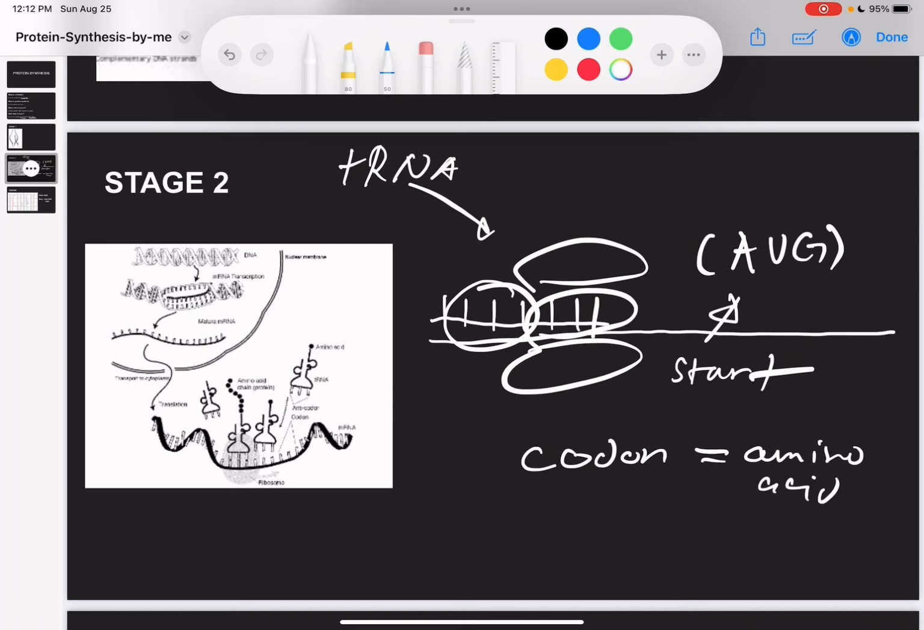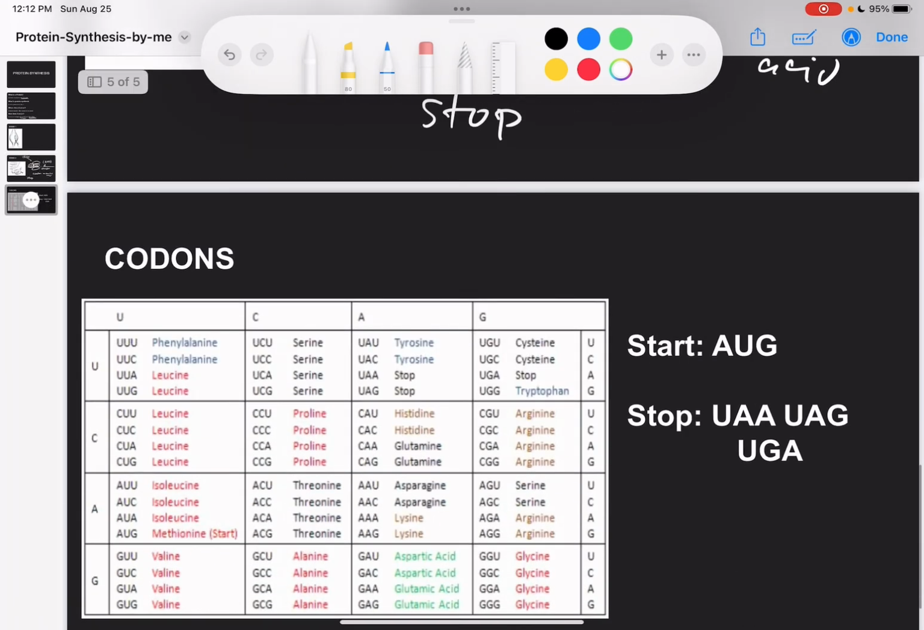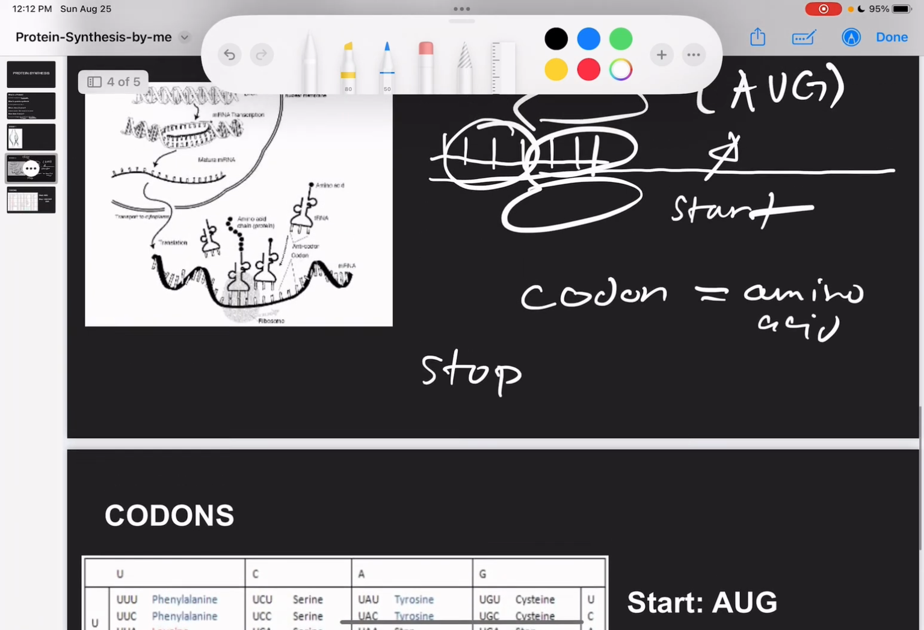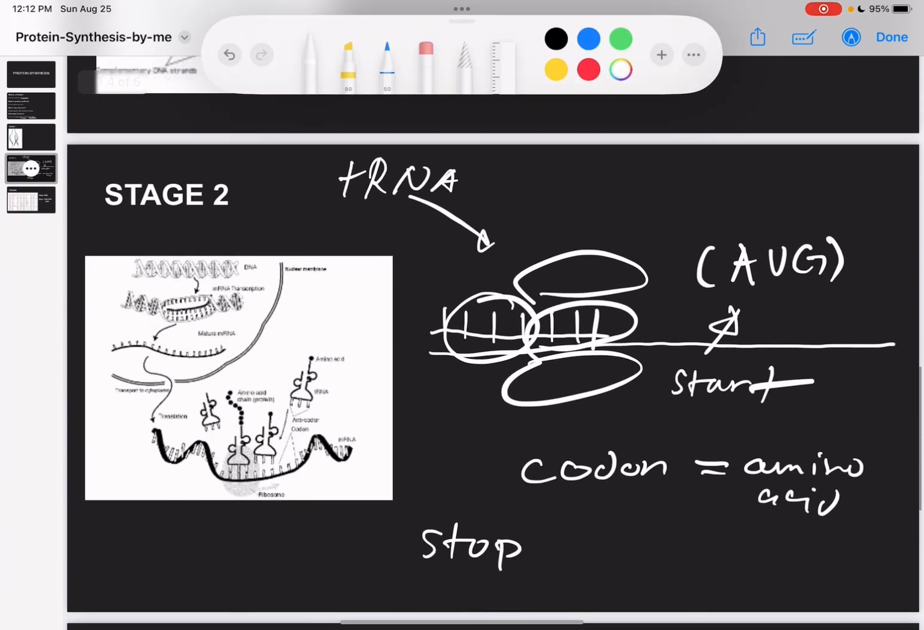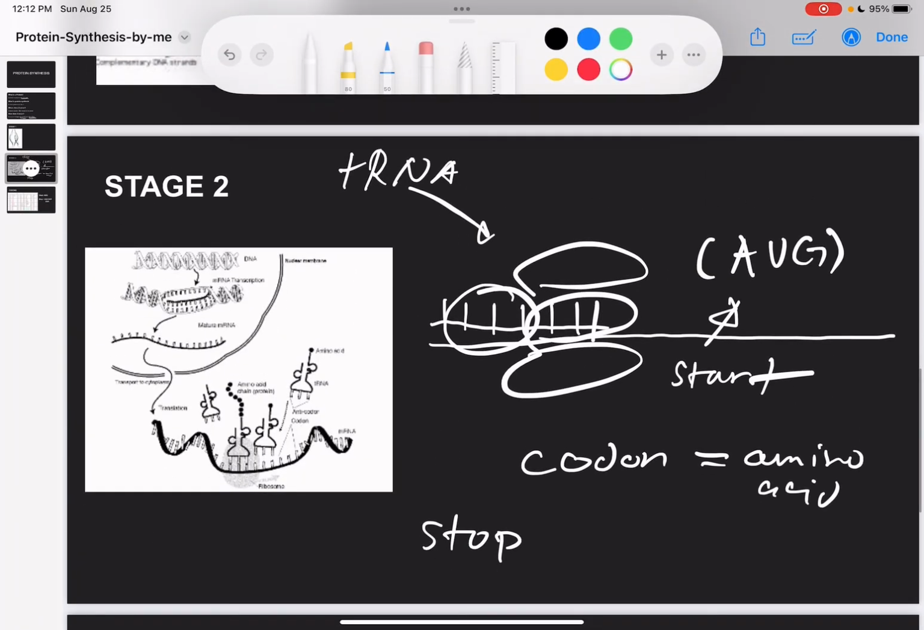It carries the amino acid, and once it reads, it releases that amino acid and it builds and builds until it reads your stop codon. It's a very complex little process, right? But that is essentially what protein synthesis is. So let's do a quick recap. Stage 1, you have your DNA.